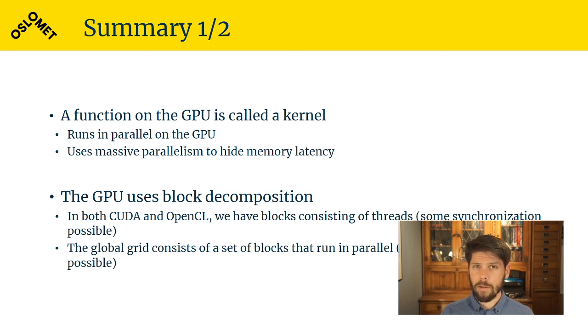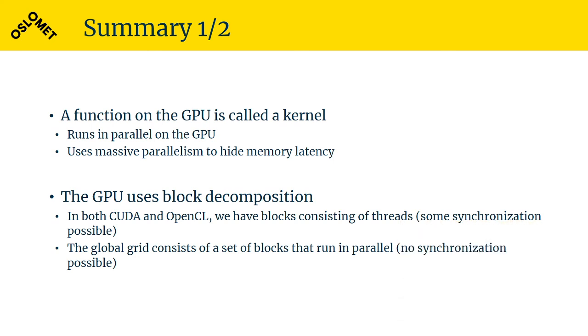And remember, we do need to move the data from the CPU to the GPU to be able to use it on the GPU. So that's also an important point. Now, the GPU also uses the block decomposition. So we saw this decomposition of a grid consisting of blocks, and each block consisting of threads. And this way of decomposing the domain exists both in CUDA and OpenCL. And you have the opportunity to do some collaboration, some synchronization within each block, but between blocks, you're not allowed to do anything.